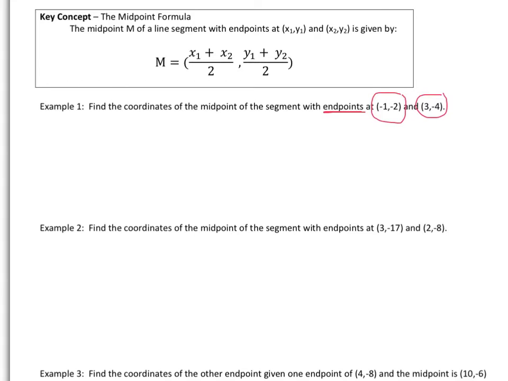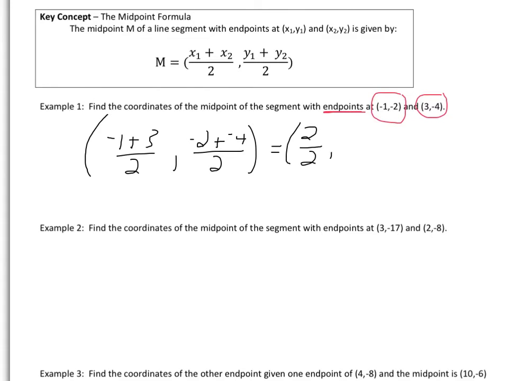So as the formula states, we add the x's and divide by 2, and again we're going to have a coordinate for an answer, so I'll put it in coordinate form here. Then add the y's and divide by 2. So we have -1 plus 3, which is 2 over 2. -2 plus a -4 is a -6 over 2. We simplify that down and we get 1 and -3.